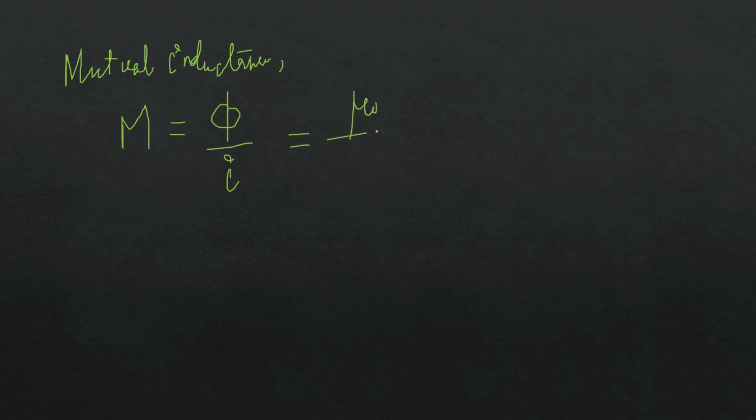If I put the value of phi here, mu naught I by 2R1 times R2 square from the previous slide, all divided by I, right? So I will be cancelled out. So what will be the answer? Sorry, I missed it. Oh yeah, there is a pi here, pi R2 square. Yeah, I will be cancelled.